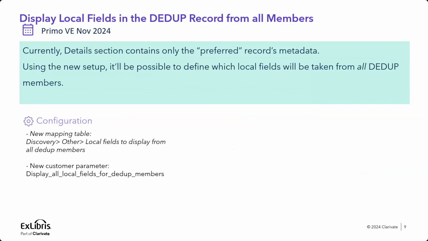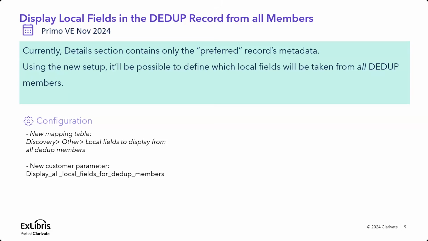The next enhancement is taking the dedupe record and enhancing the metadata to be taken not only from the preferred record, but from all records. Until now, the local fields were taken only from the preferred record. We got feedback from customers about their requirement to add, for example, statement of coverage or statement of donor, and to include it also in the dedupe, from the different records and not only from the preferred records.